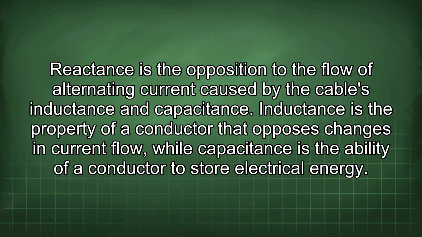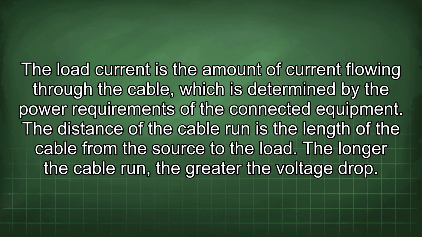Reactance is the opposition to the flow of alternating current caused by the cable's inductance and capacitance. Inductance is the property of a conductor that opposes changes in current flow, while capacitance is the ability of a conductor to store electrical energy. The load current is the amount of current flowing through the cable, which is determined by the power requirements of the connected equipment. The distance of the cable run is the length of the cable from the source to the load. The longer the cable run, the greater the voltage drop.